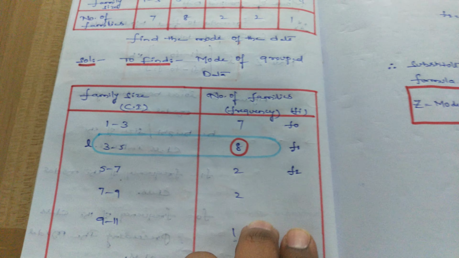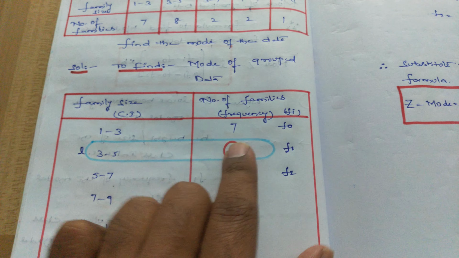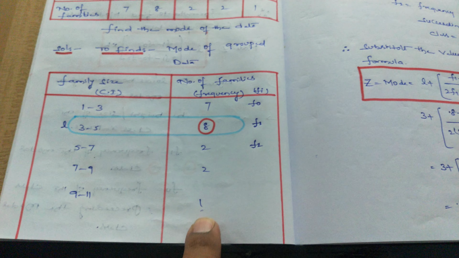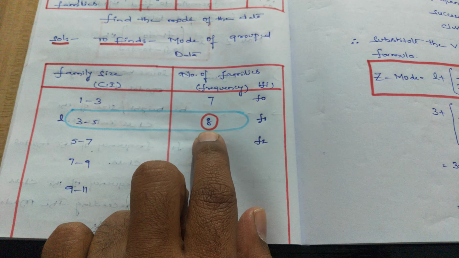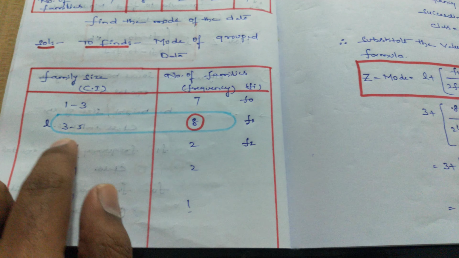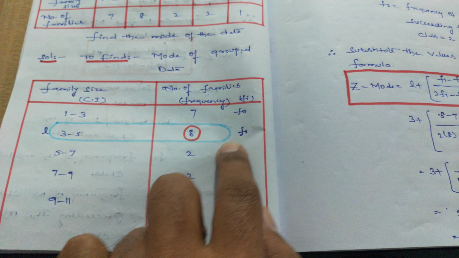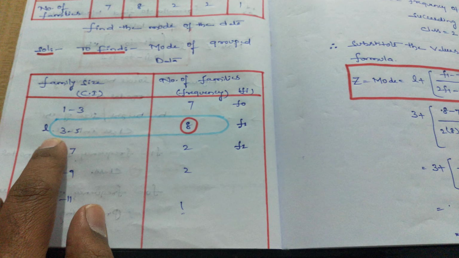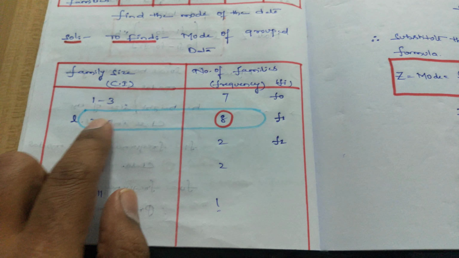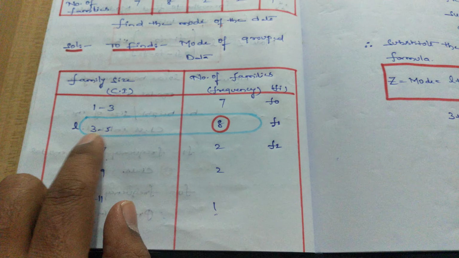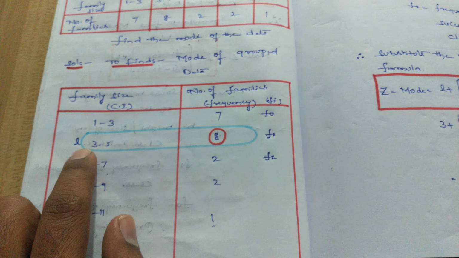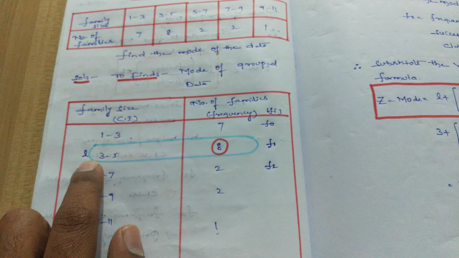Let me check here. In the given data, what is the highest frequency? 8 is the highest frequency, right? So this row becomes the modal class. Among that, what is the class interval given here? 3 to 5, right? Among 3 to 5, what is the lower limit here? 3 is the lower limit.